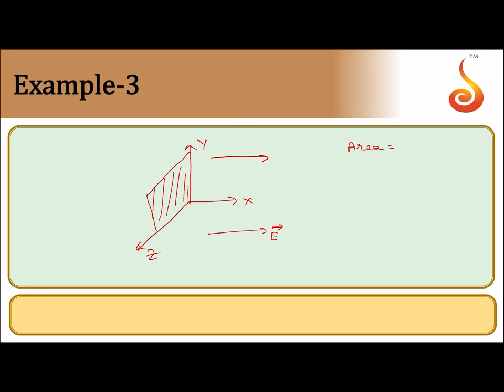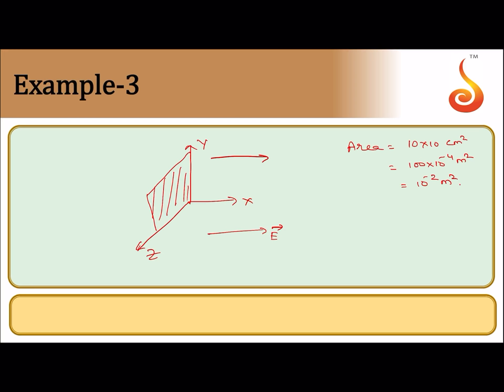Side is 10, so 10 times 10. And this is centimeters, so centimeters squared. Convert to meter squared, SI units. That's 100 into 10 to the power minus 4 meters squared, or 10 to the power minus 2 meters squared is your area that you have.